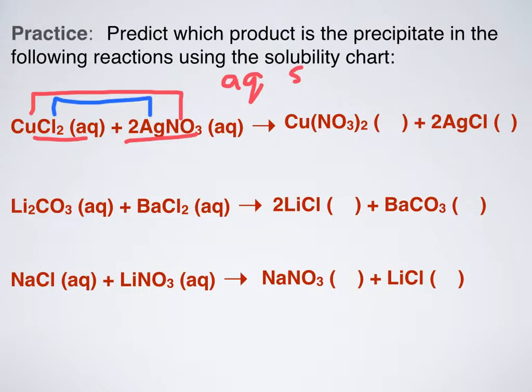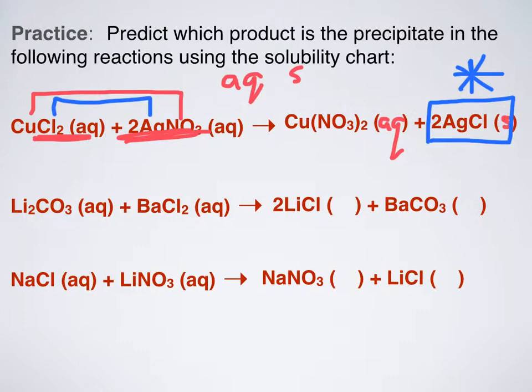Copper nitrate. So copper 2 nitrate is aqueous in a solution. And then I'll take a look at silver chloride. Silver chloride is a solid in that solution. So right here, I have a precipitate which formed, which means that if I were to add copper 2 chloride and silver nitrate together, I would see a solid forming by mixing those together. I would see silver chloride coming out of the solution, and that is my precipitate.